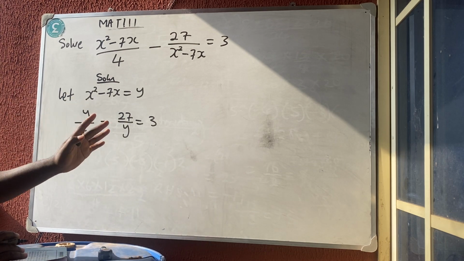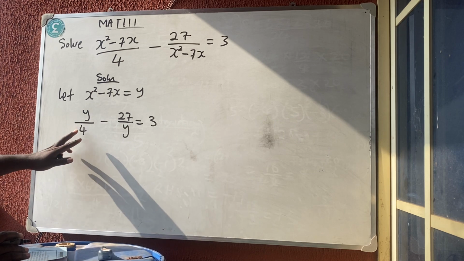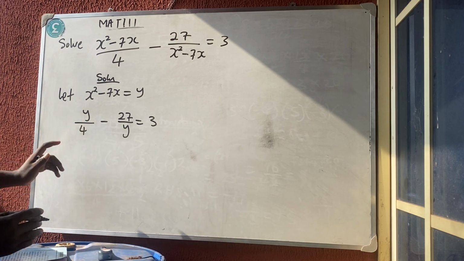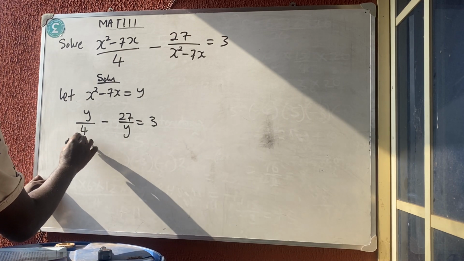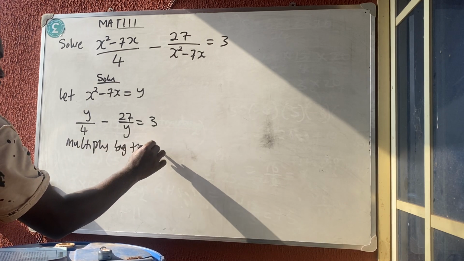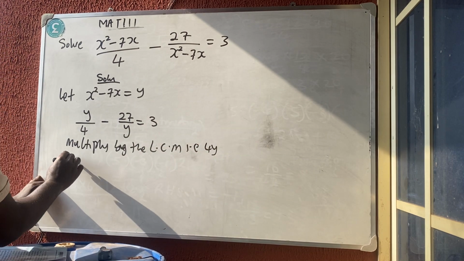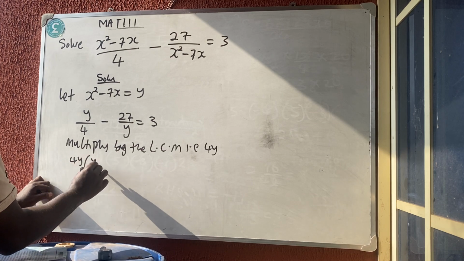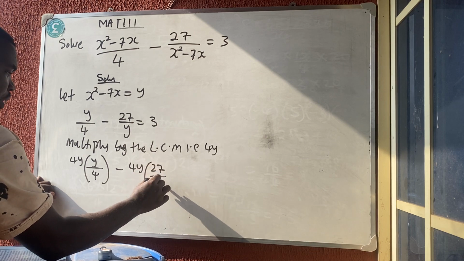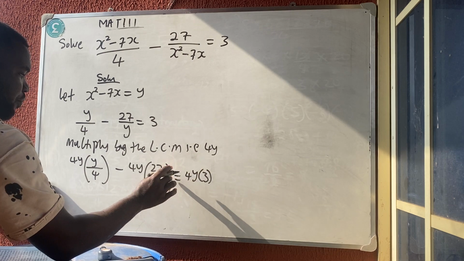Anytime you want to remove the denominator, multiply each term by the LCM of the denominators. If you look at it, for 4 and y, nothing can divide both of them, so the LCM is just 4 times y, 4y. So we multiply by the LCM, which is 4y. I'm going to have 4y bracket y over 4 minus 4y bracket 27 over y is equal to 4y bracket 3. I'm multiplying everybody by 4y.